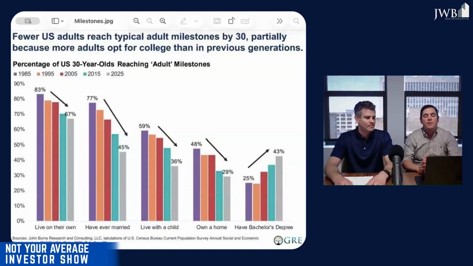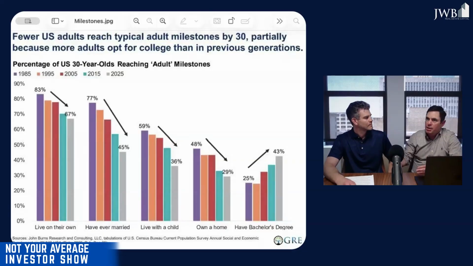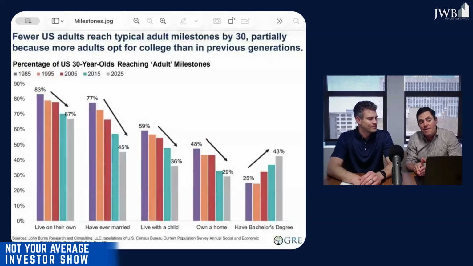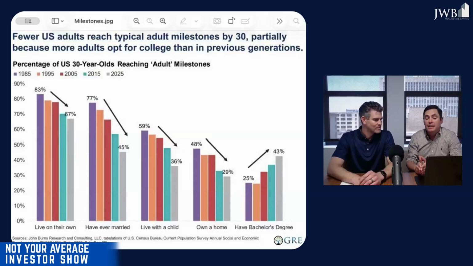So if you're looking at this graphic, we're looking at people hitting these milestones at 30. The first is 83% of 30-year-olds in 1985 used to live on their own. Now, 67% of 30-year-olds live on their own. 77% of 30-year-olds in 1985 were married or had been married. Now, 45% of 30-year-olds have been married. 59% of 30-year-olds in 1985 lived with a child, like had a child or were raising someone's child. Now 36%. Precipitous drop.